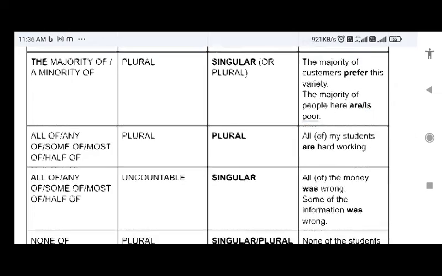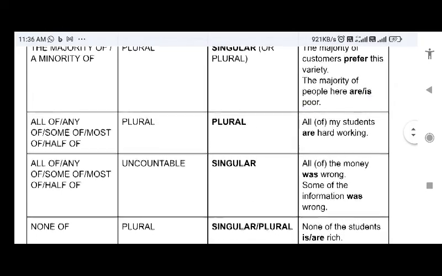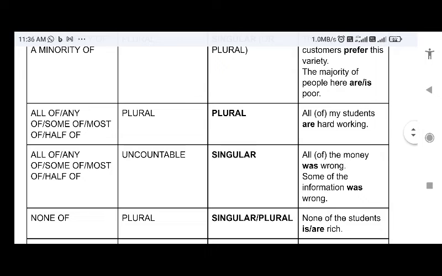Then it is all of, any of, some of, most of, or half of. These phrases, if they are joining plural subjects, the verb will also be written in plural. All of my students are hardworking. It's not that is hardworking, because each one of them and their group is mentioned here. It's not that some particular students are hardworking, but that every single person is hardworking.